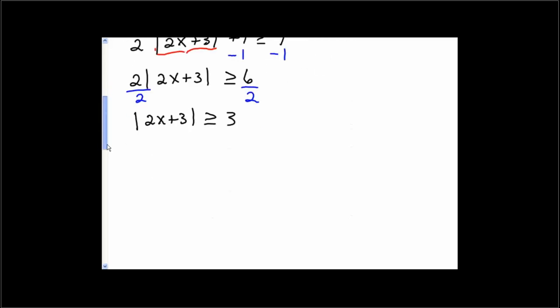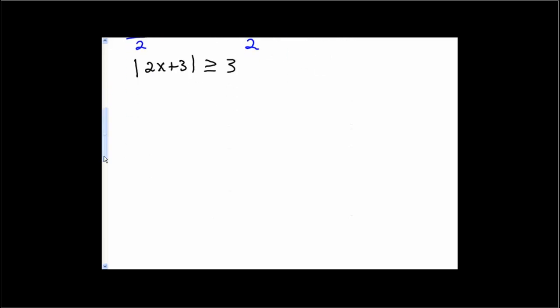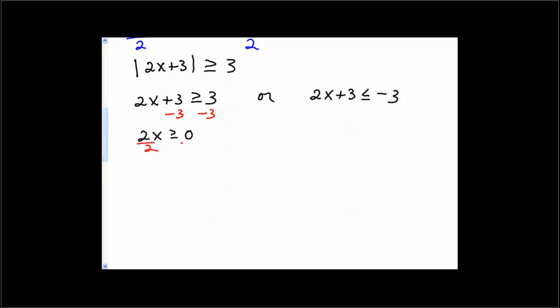So now, since that absolute value expression is by itself, let's remove the absolute value bars. So we end up with 2x plus 3 is greater than or equal to 3, or 2x plus 3 is less than or equal to negative 3. Solving. First, subtract 3 from both sides. We have 2x is greater than or equal to 0. Dividing by 2, x is greater than or equal to 0.